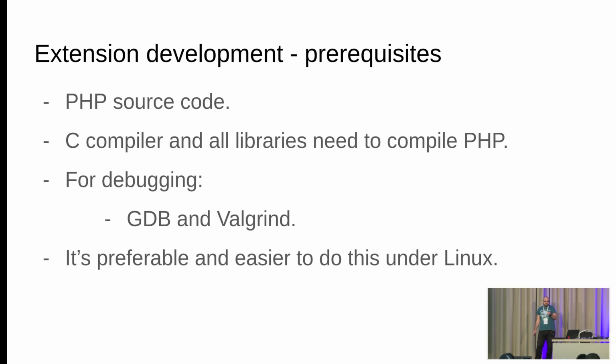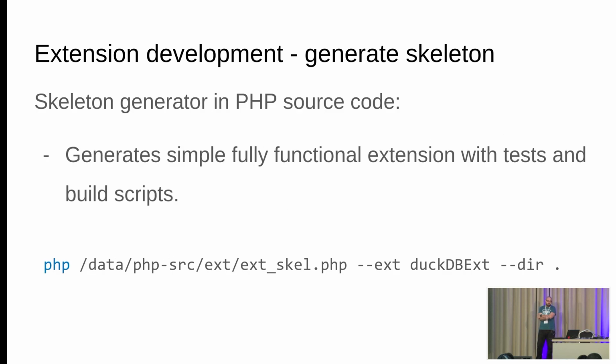And for debugging purposes, the best are GDB and Valgrind. Both of these are C debugging tools. GDB is the GNU debugger, because we cannot, of course, use Xdebug for developing C extensions. And Valgrind is a memory sanitizer, a tool which can find any memory leaks. So it's kind of useful. It's preferable and much easier to do this under Linux. So I support it.